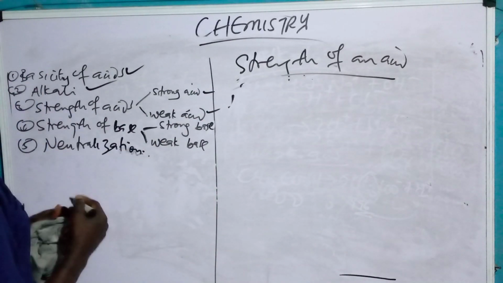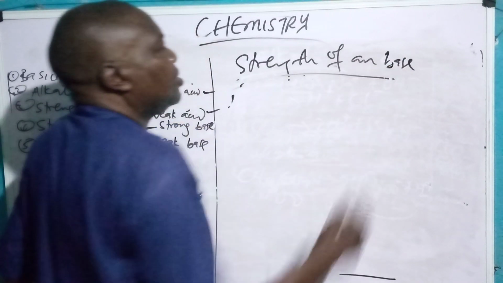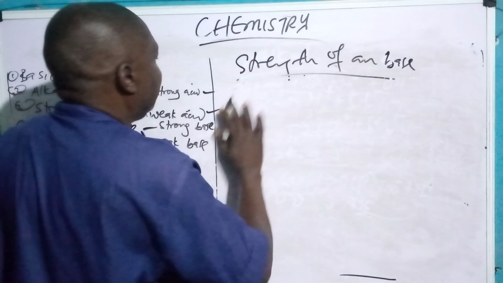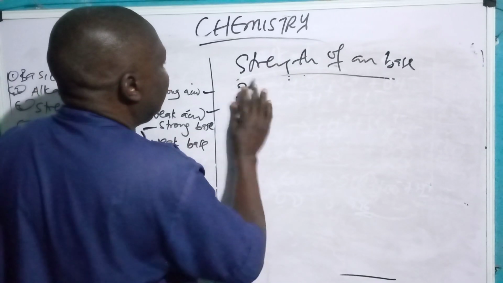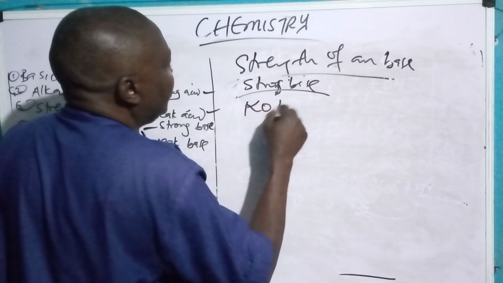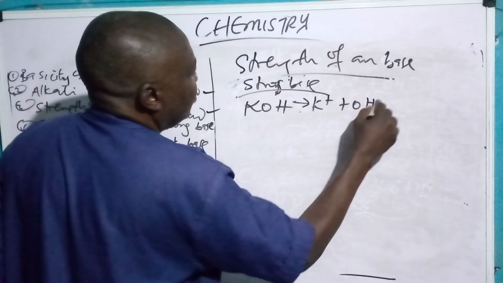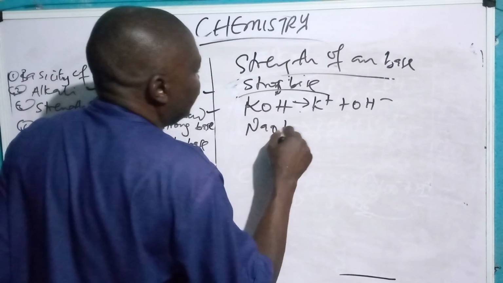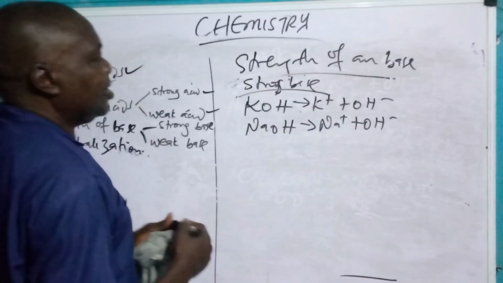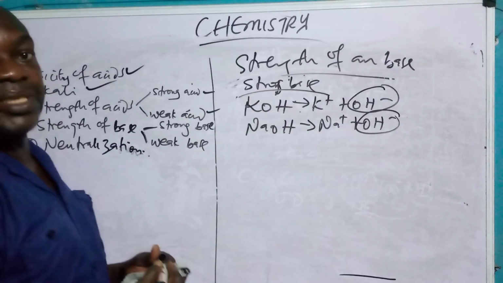You also have strength of base. Strength of a base is the ability of the base to ionize completely and easily and release hydroxide ions in solution. For example, strong bases: KOH gives you K+ and OH-. NaOH gives you Na+ and OH-. These are strong bases because they can ionize completely and easily to release hydroxide ions.